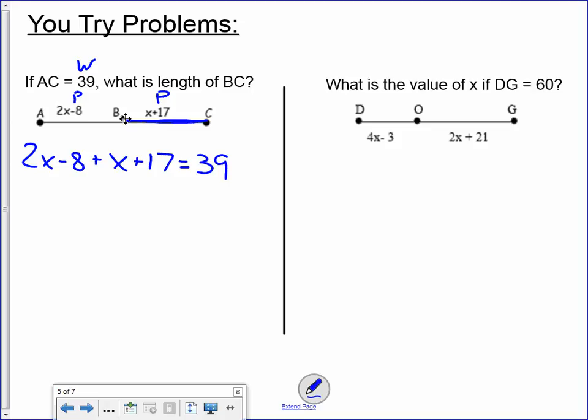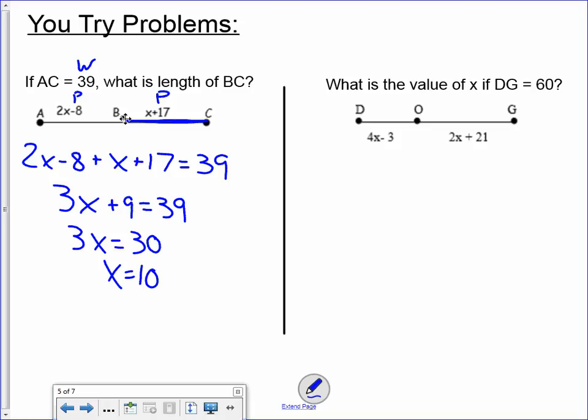Now let's solve. 2x plus x is 3x, and negative 8 plus 17 is positive 9 equals 39. Subtract 9 from both sides, you get 3x equals 30. Divide both sides by 3, x is equal to 10.